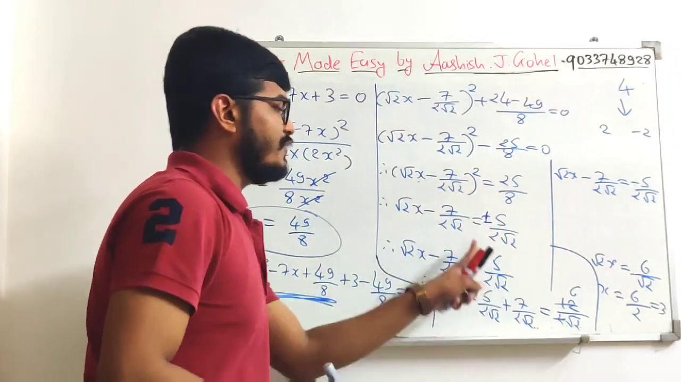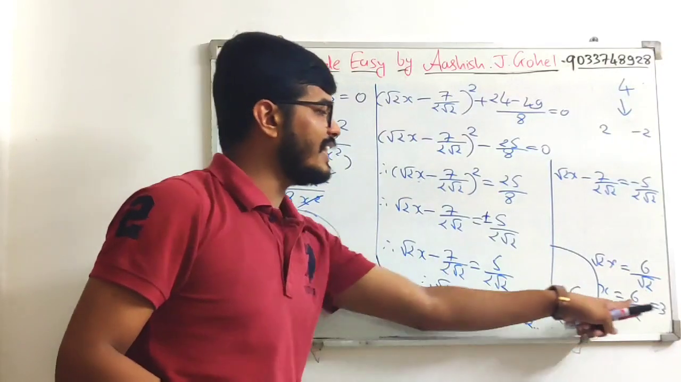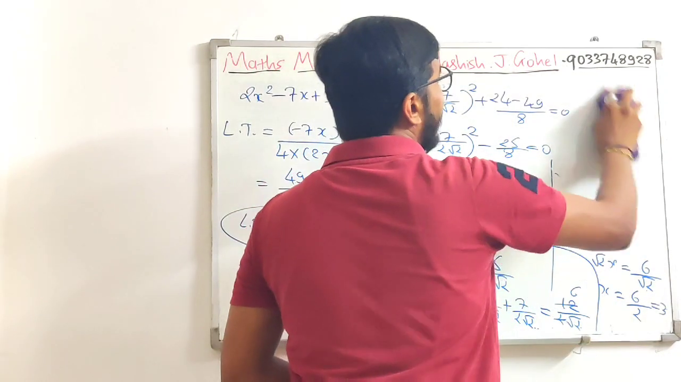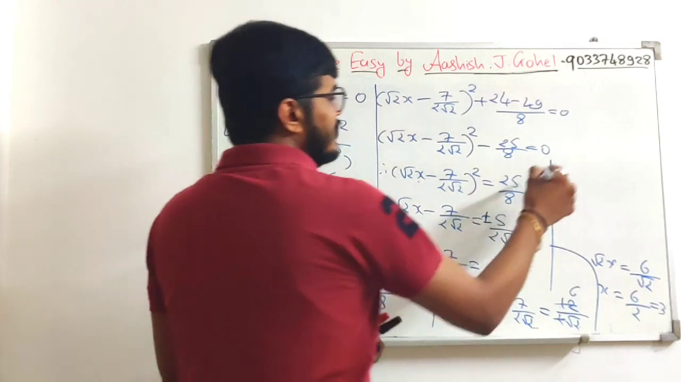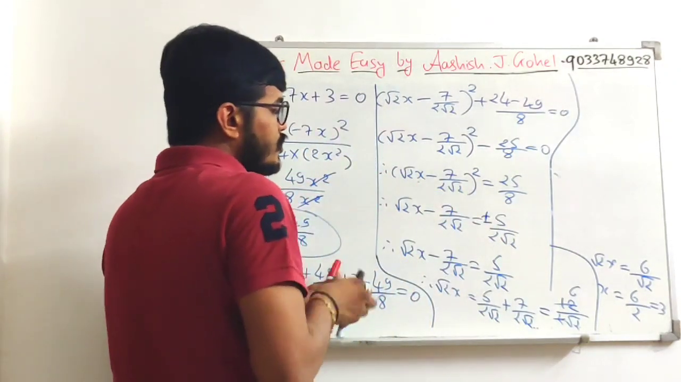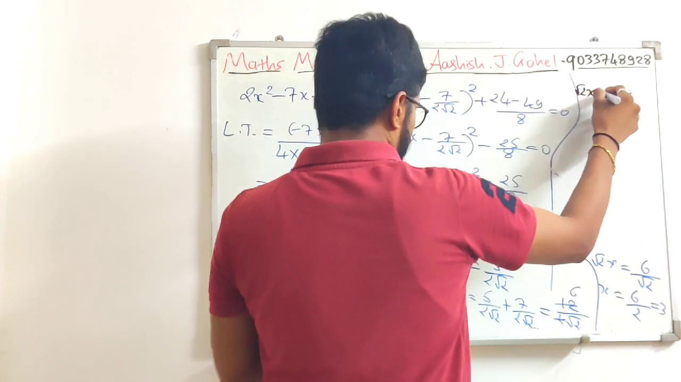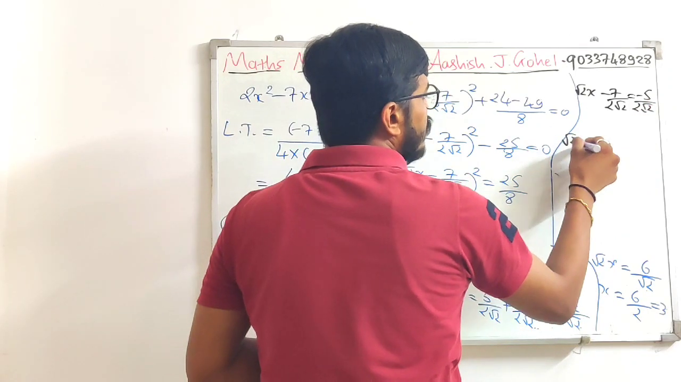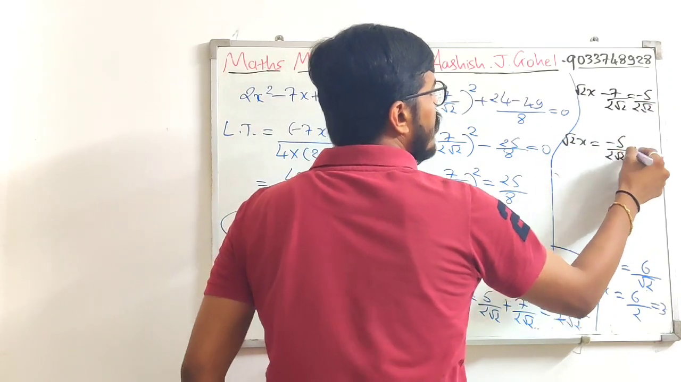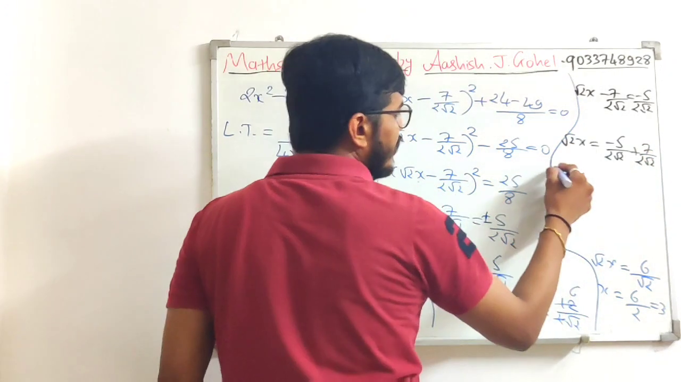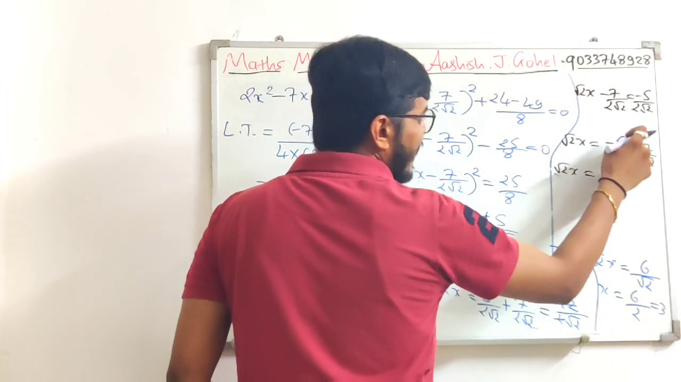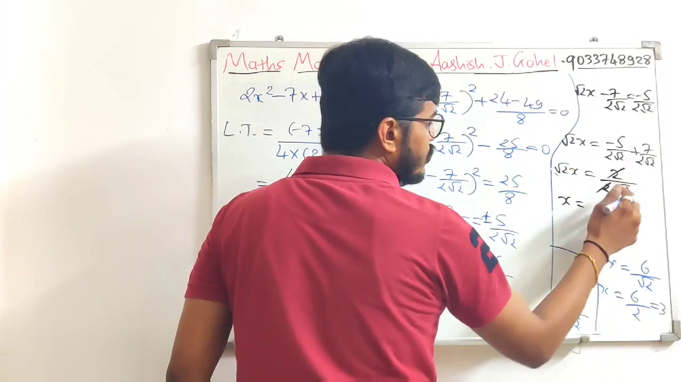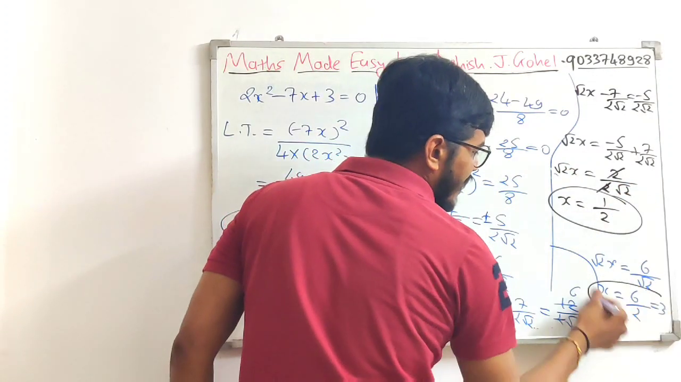So in the first case, if I compare with the positive number, then I will get the answer as 3. Now if I compare with the negative one, then what will be the answer? Let us check that answer also. So √2x − 7/(2√2) is equal to −5/(2√2). So √2x is equal to −5/(2√2) + 7/(2√2). So here √2x is equal to (−5 + 7), which will give you 2, divided by 2√2, and the 2 will get cancelled. So x is equal to 1/(√2 × √2), so 1 by 2. So you will get these two answers.